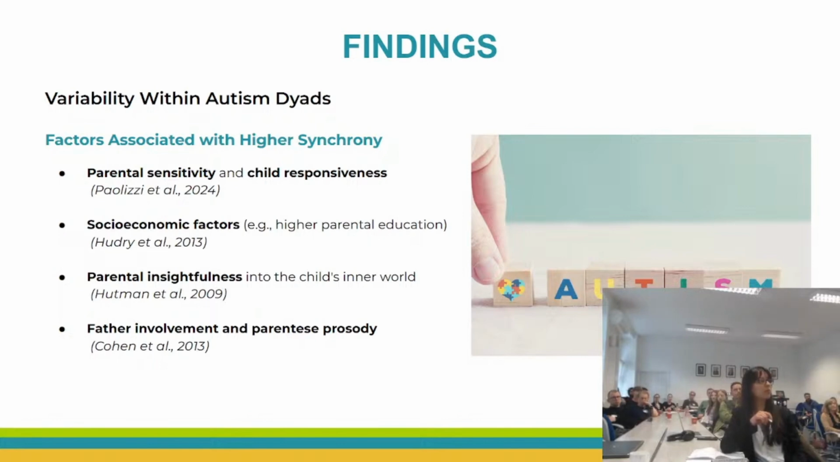Third, the parent's mindset plays a role. Parents who can tune into the child's inner world and perspective tend to engage in more synchronous interactions. And finally, studies also highlight the role of fathers in the use of parentese, the way we talk to a child, and in promoting engagement, especially in early infancy. So overall, synchrony in autism is heterogeneous. It's not just about diagnosis, it's shaped by individual traits, relationship, and the broader context of the interaction.